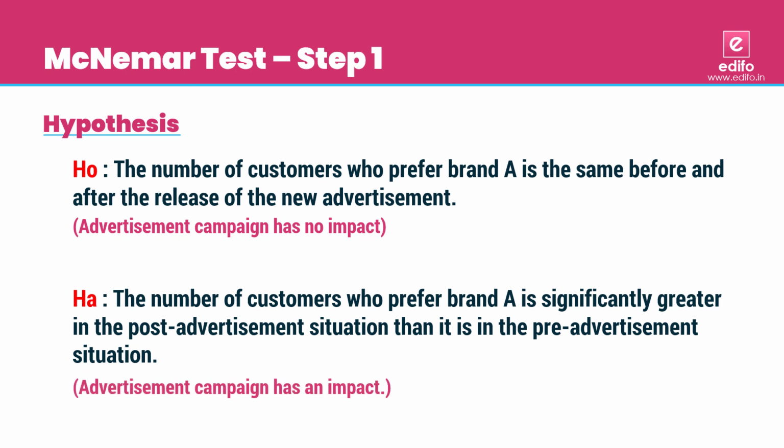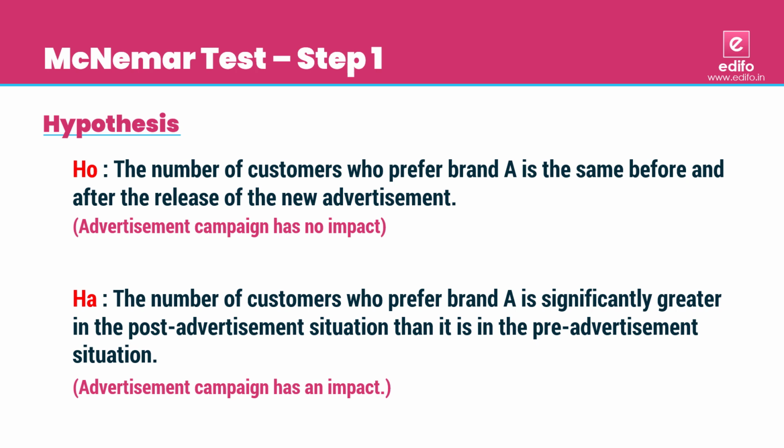So these are the two hypotheses. Null is there is no difference before and after the advertisement campaign. That means the advertisement campaign has no impact. But in the alternate hypothesis, there is a change or there is a shift from other brands to brand A after the advertisement. That means the advertisement campaign has an impact.